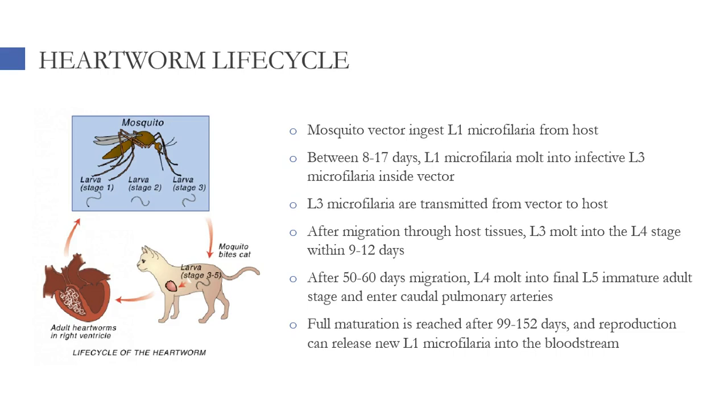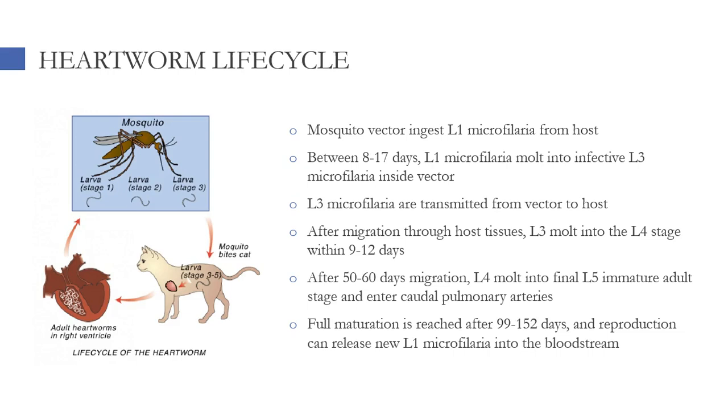Within the mosquito, microfilaria undergo 3 molts, from the L1 phase to the L3, requiring approximately 8 to 17 days' time. However, maturation within the mosquito is temperature dependent, producing variants of L3 larvae. Within the L3 phase, microfilaria are infective and can be transmitted to their new host through the saliva of the mosquito vector. L3 microfilaria migrate through the subcutaneous, adipose, and/or skeletal muscular tissues and molt into the L4 stage within 9 to 12 days. After a 50 to 60-day migration, L4 molts into the final immature adult L5 stage and enter into the caudal pulmonary arteries.